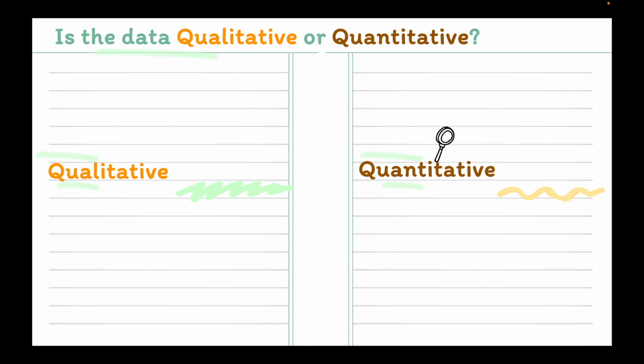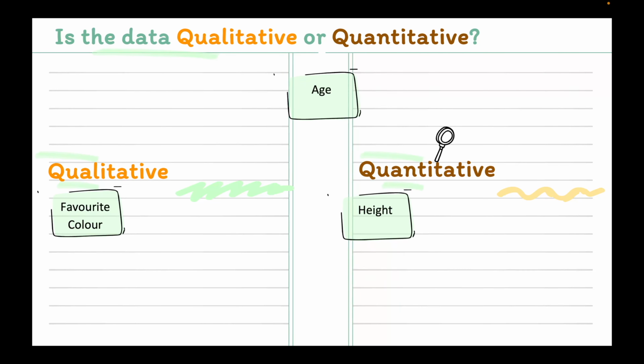Now, when you know the differences, let's try to sort these. Favorite color? Obviously, it's describing your choice of color, so it's qualitative. Height. Height is a number, so it's quantitative. Age. Age is also a number, measured in years, it's quantitative.